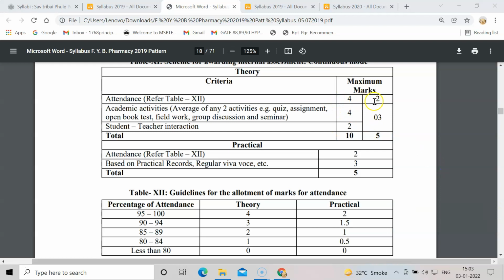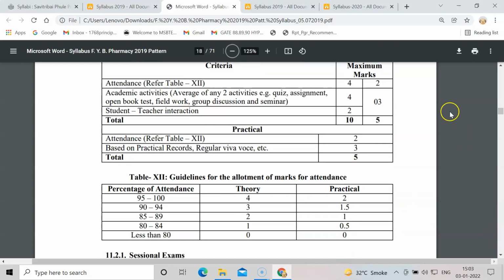And the subjects like non-university examinations have only 5 marks assessment: 2 marks for attendance, and 3 marks that will be given for academic activities and student-teacher interaction. And for attendance you need to refer to this table, which is for practical, but when attendance is of 2 marks, you can refer to this same table.